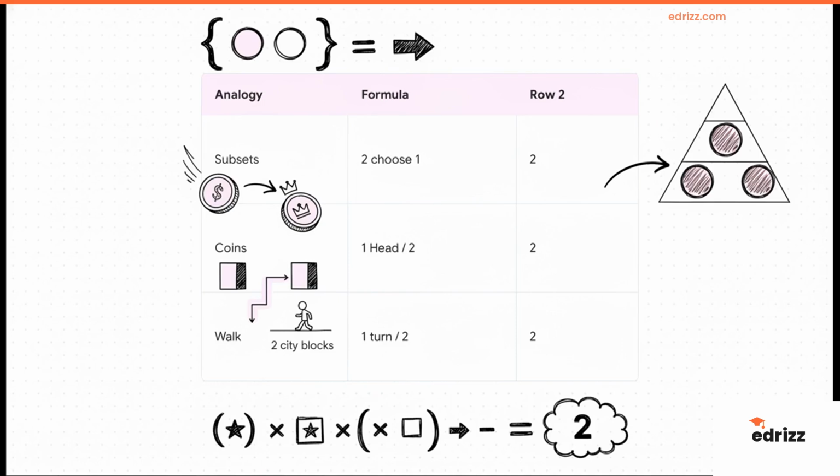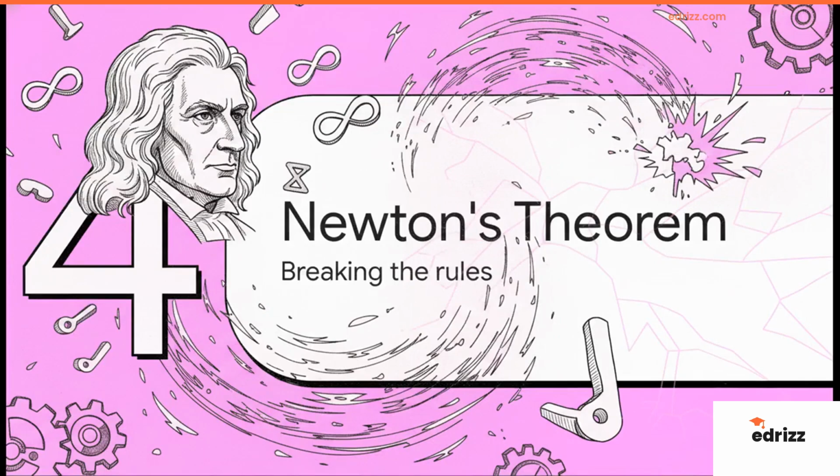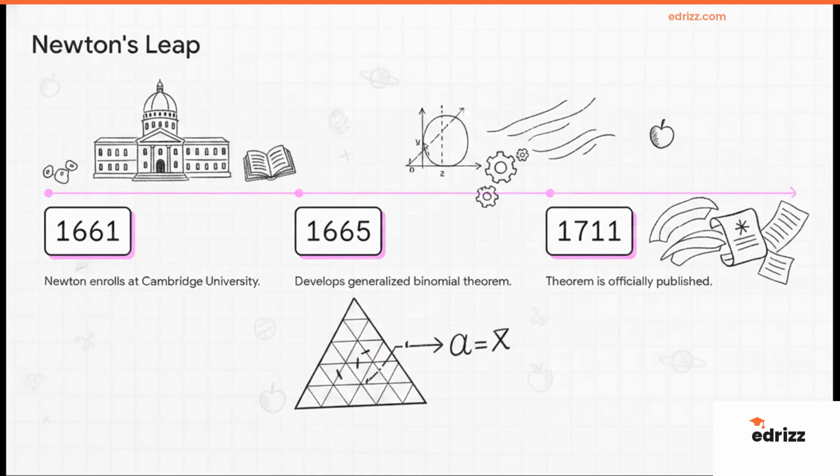The binomial theorem is really just a clever way of counting how many ways terms can combine when you multiply them together. All right, Section 4, Newton's infinite generalization. Time to break some mathematical rules. Now, this is where our story takes a fun historical plot twist.